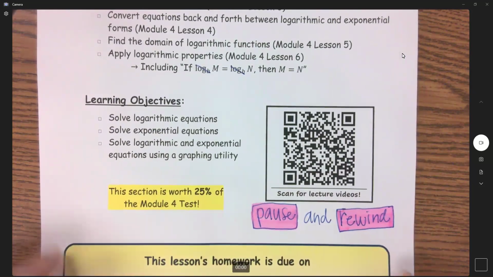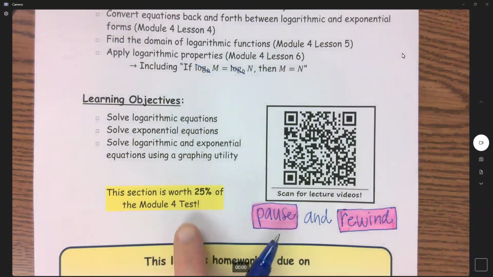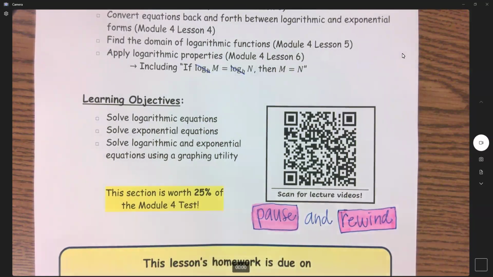Your learning objectives are to solve logarithmic equations, solve exponential equations, and then to solve logarithmic and exponential equations using a graphing utility. This section is worth 25% of your Module 4 test for those that are taking this on campus.